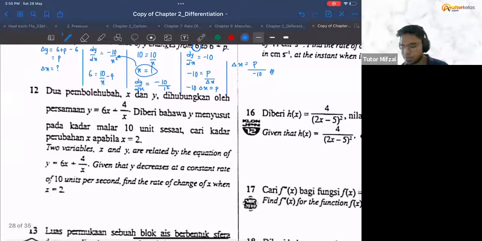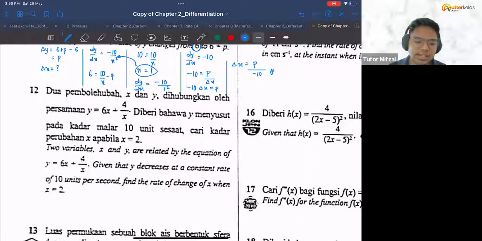Alright. Two variables x and y are related by the equation y equivalent to 6x plus 4 over x. Now, given that y decreases at a constant rate of 10 units per second, find the rate of change of x when x equivalent to 2. So remember, this is a rate of change question. To solve a rate of change question, you need to ask yourself these three questions: what is asked, what is given, and the formula or equation.